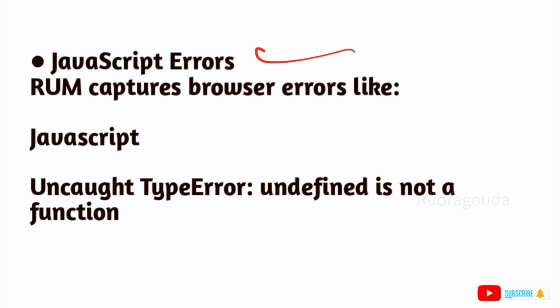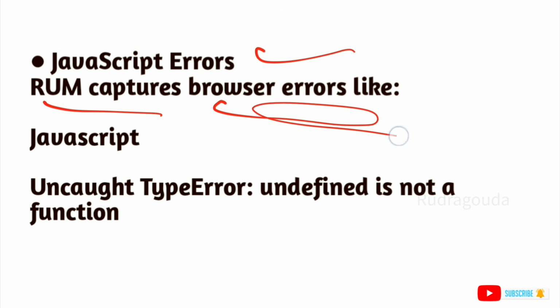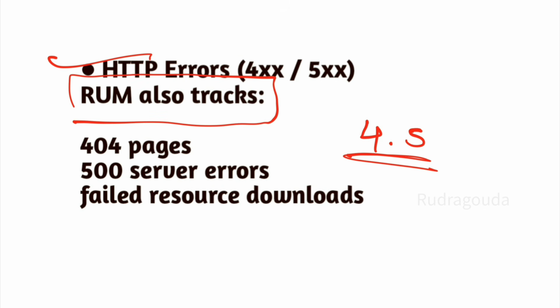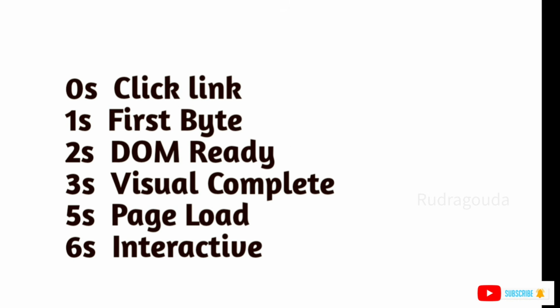Next one is JavaScript error. RUM captures the browser errors, that we call a JavaScript error. Then HTTP errors like 4xx series and 5xx series errors will also be captured. RUM captures all of these, the 400 series related and 500 series related errors.